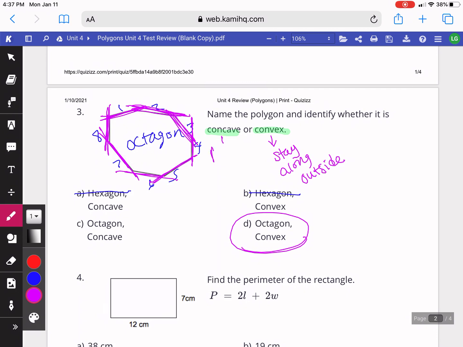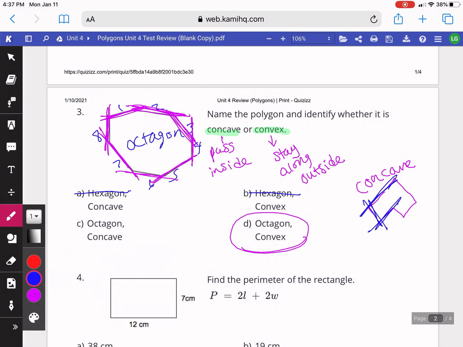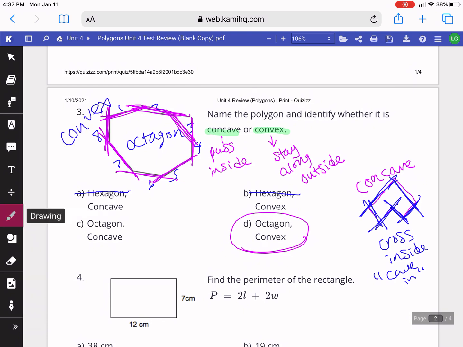Concave would mean they pass through the inside. So for example, if I were to have a picture like this one right here, this one would be concave, because if I were to extend those lines, some of them would cross through the inside. I like to think of it like they cave in. So convex stays on the outside, concave passes through the inside.